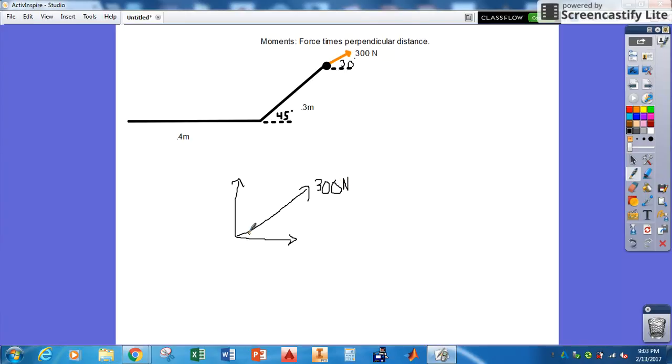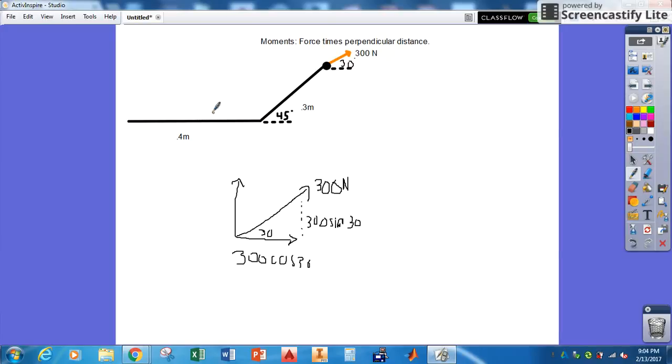They gave us this angle right here, which is 30. So we know that our y component is 300 sine 30, and our x component is 300 cosine 30. We know this because of SOHCAHTOA: sine equals opposite over hypotenuse, and cosine is adjacent, which is right here, over the hypotenuse.